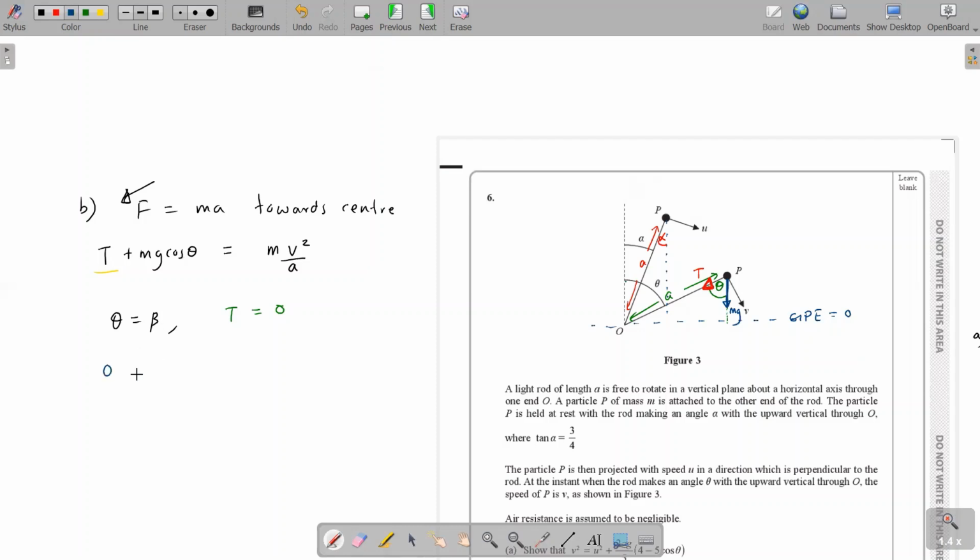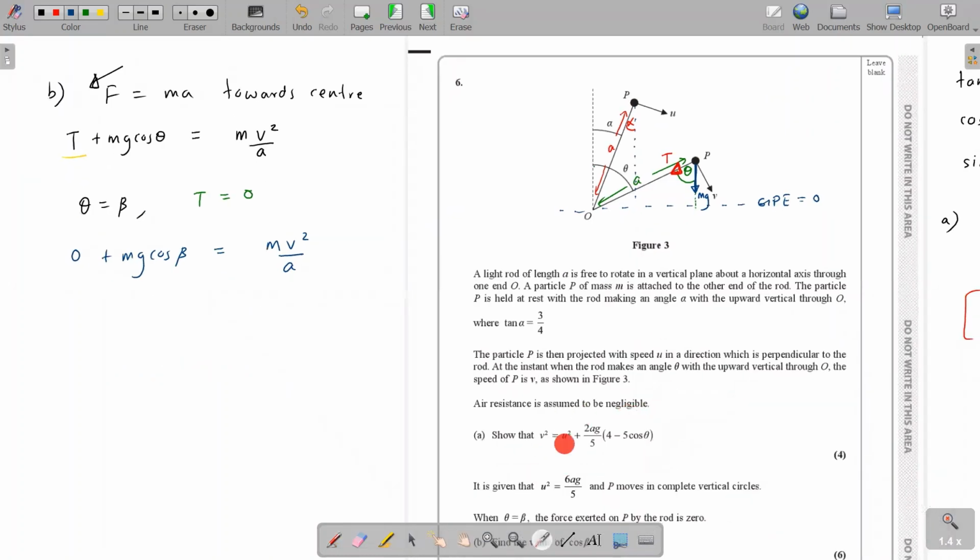So I get here 0 plus mg cos beta equals mv square over a. And I think we already got in part A the general equation for v square. Can you see? So we can substitute the v square equation over here, shall we? Mg cos beta equals m over a times, who is v square? V square is u square plus 2ag over 5 times (4 minus 5 cos beta). I replace the theta with beta, because now theta is equal to beta.